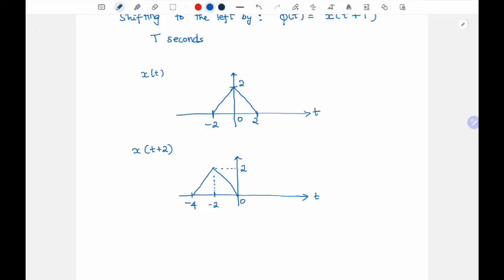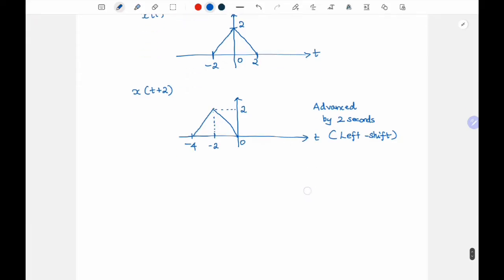So you can also see this signal as advanced by 2 units or 2 seconds. So advance is nothing but left shift. And for delayed, what do you have? Let's go ahead and plot that also. So I have x of t minus 2.